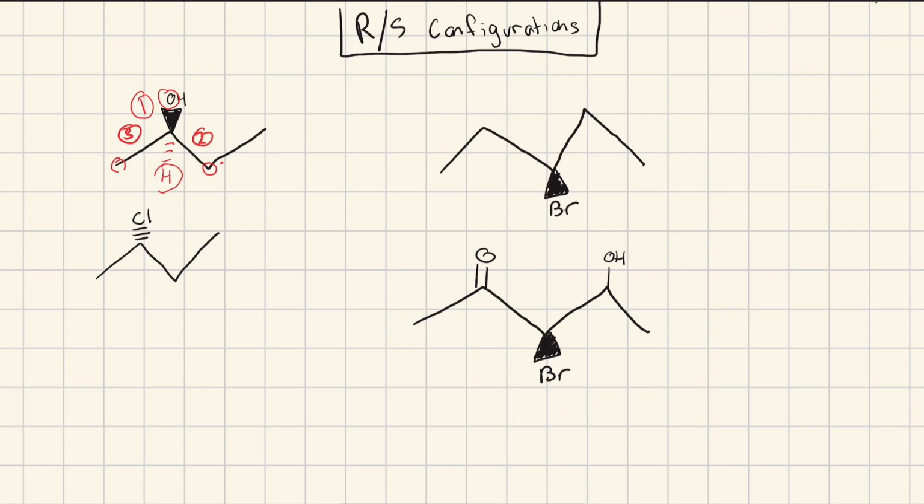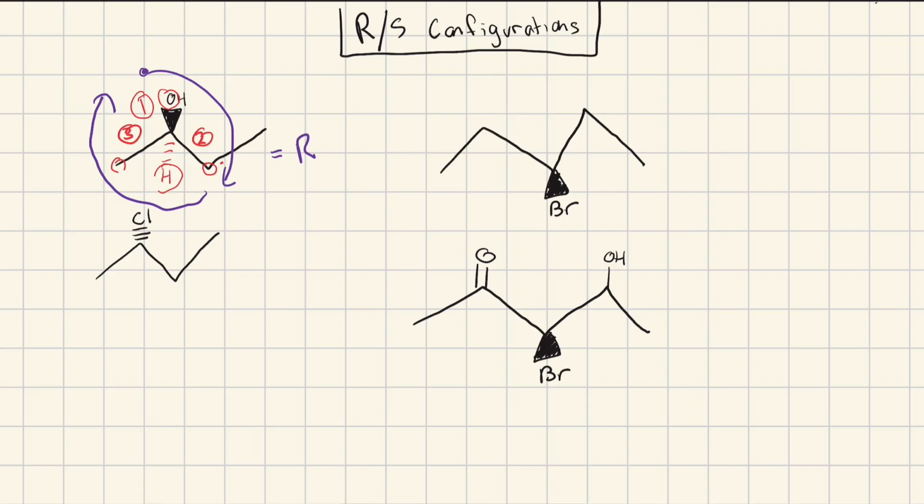But now looking at these 3 most prioritized groups, to assign R and S, we want to look at the direction of the prioritized groups. We want to see if we're going to go clockwise or counterclockwise as our prioritized groups are decreasing. If we start here at our first group, we're going this way clockwise to get to our second group, and we continue to go clockwise to get to our third group. If we go clockwise, we're going to end up with the R configuration. If we go counterclockwise, we're going to end up with the S configuration.